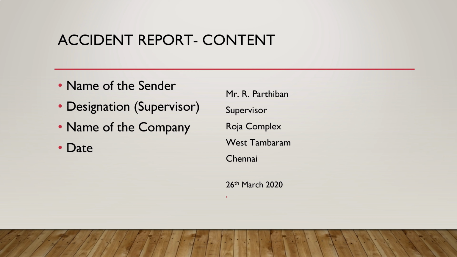So, let us now see the contents of an accident report. As it is in the form of a letter, we will start with the sender's address. In an official environment, again, you have to give your official address and your designation. The example given here says the name of a person, Mr. R. Parthiban. His designation is supervisor, and the address is Roja Complex, West Tambaram, Chennai. And you have a date also.